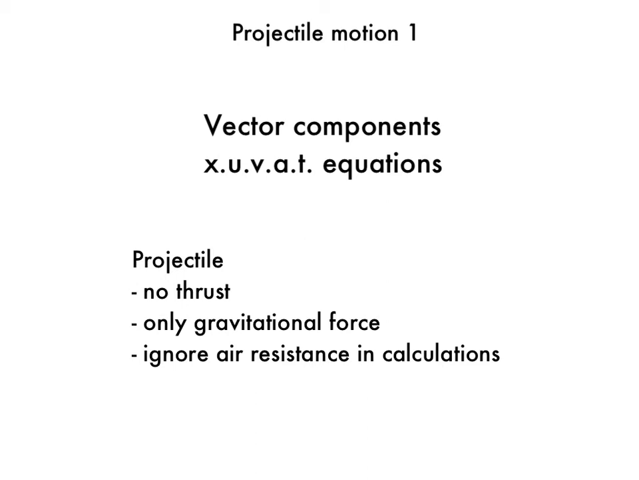So a projectile is defined as something that flies through the air without a thrust force pushing it. A rocket or something has a thrust, so it's not a projectile. A bullet or a javelin or something that's thrown counts as a projectile because it has no thrust. It's initially provided some force to give it some kinetic energy, but there's nothing pushing it through the air as it flies. So the only force that acts on a projectile is gravitational force, which is of course vertically straight down. For our purposes, we ignore air resistance in calculations.